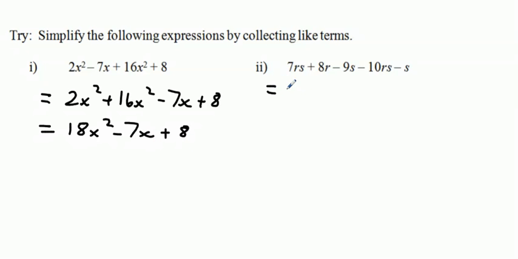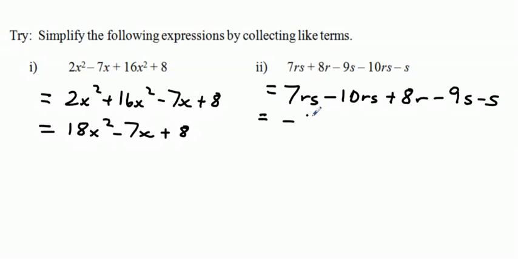And again, we can rearrange the ones that are the same. So there's an R S here and an R S here. Minus 3RS plus 8R minus 10S. Remember, there's that invisible 1 there, so minus 9 minus 1 is minus 10.